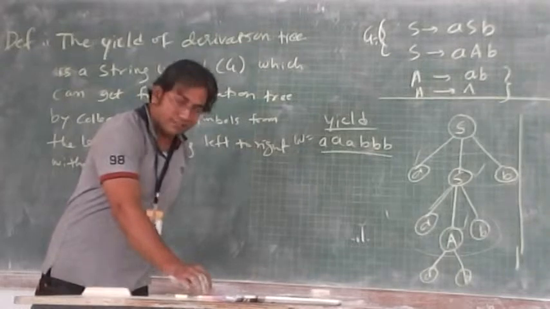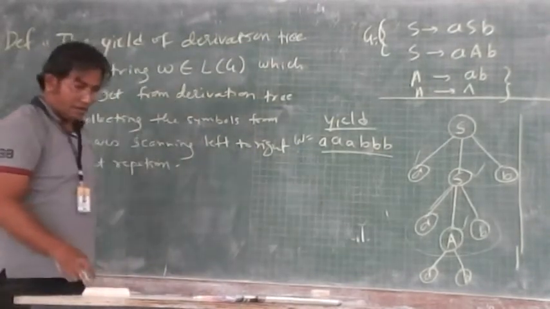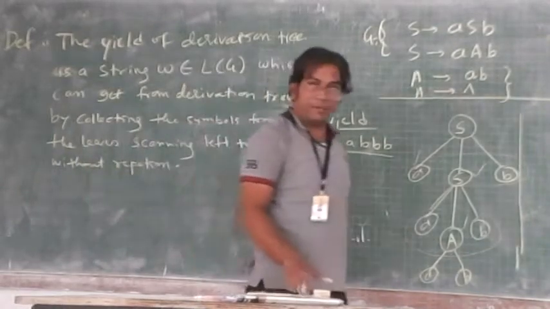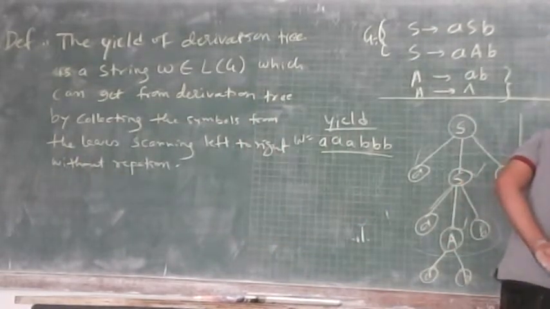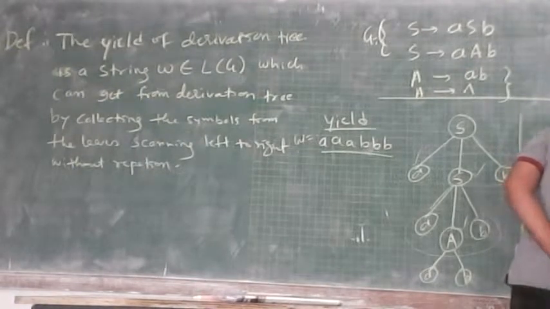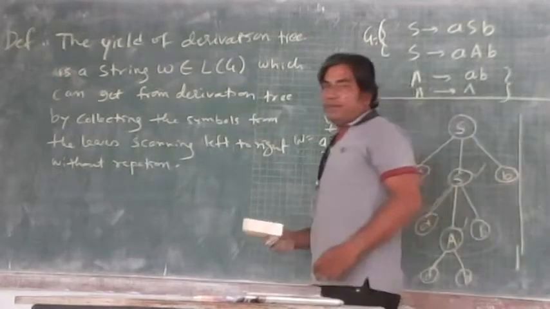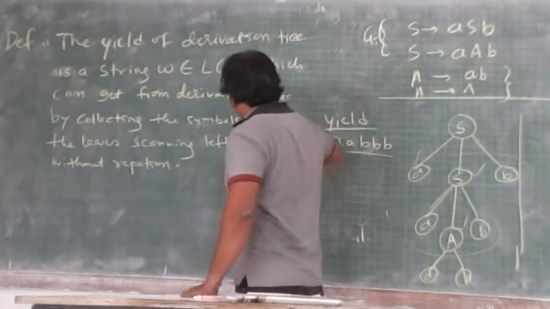So to get the string from a derivation tree, I prepare a derivation tree for a context-free grammar. Okay. Now some more definitions are there.